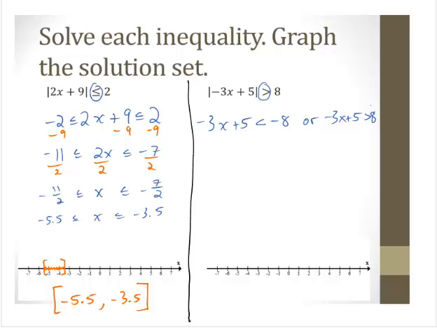each of these inequalities. Alright, so for the first inequality, I will subtract 5. So then negative 3x is less than negative 13, and I'll divide by negative 3, so x is greater than 13/3. Remember, whenever we divide both sides of an inequality by a negative number, we must flip the symbol of inequality. Alright, for the second inequality, I will again subtract 5, so then negative 3x is greater than 3, and I'll divide through by negative 3, so x is less than negative 1.